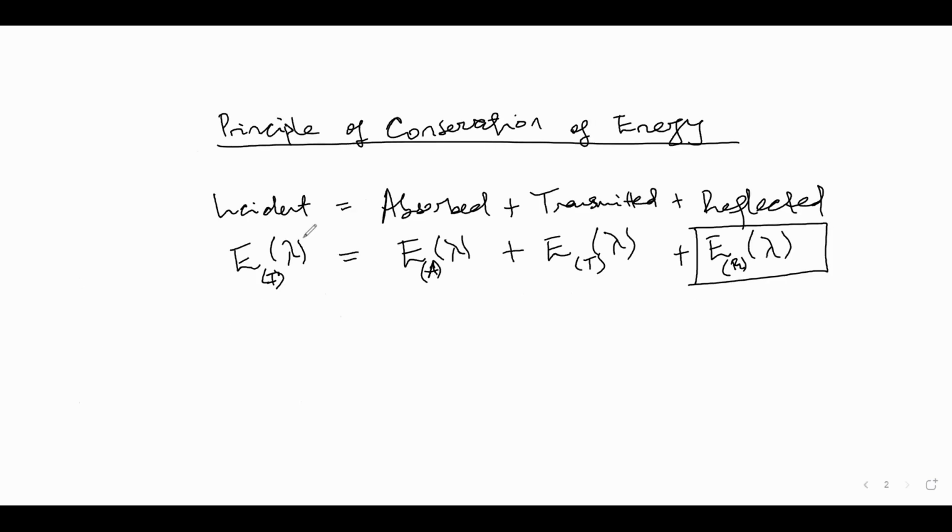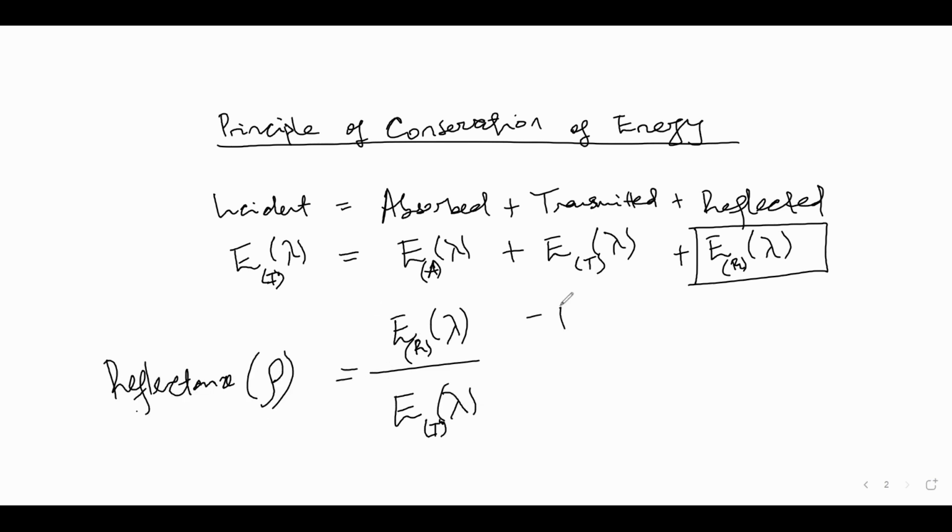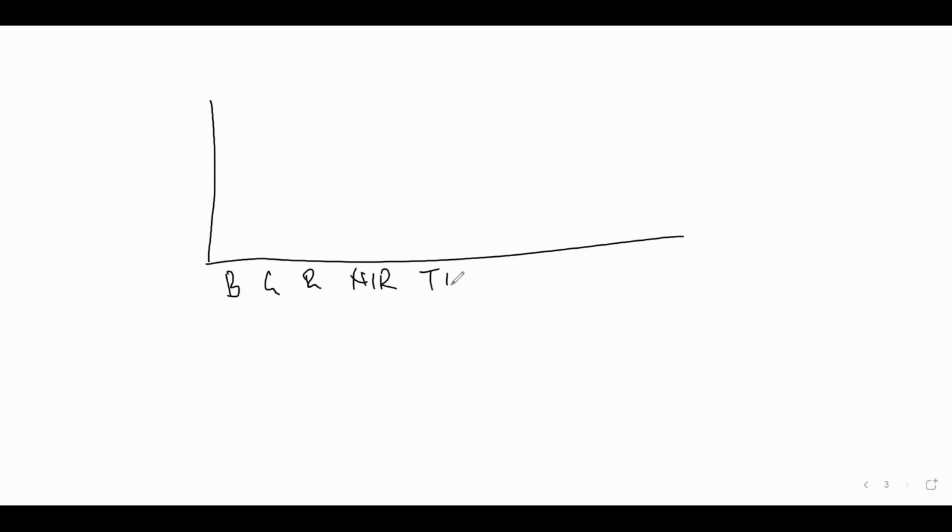So we can establish a relationship between the reflected radiation and the incident radiation, a ratio between reflected radiation and incident radiation, and this relationship is called reflectance. All surfaces have a unique reflectance depending on wavelength. So let's look at the relationship between wavelength and reflectance, so we have blue, green, red, and infrared.